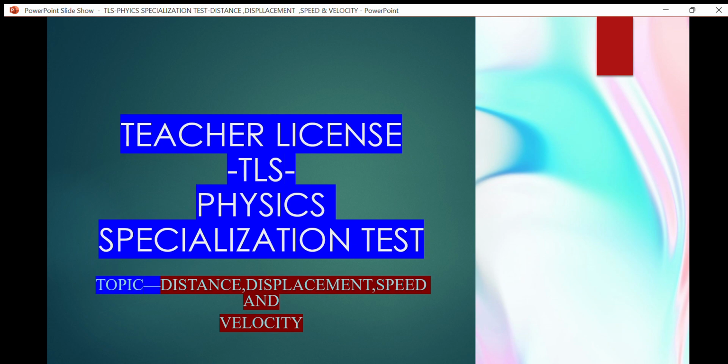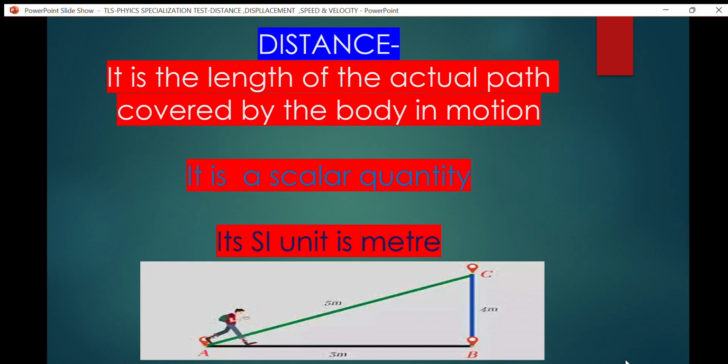In this small video, I'll explain about distance, displacement, speed and velocity. First of all, we will discuss distance. So distance is the length of the actual path covered by the body in motion.